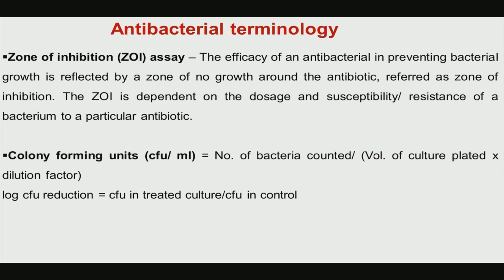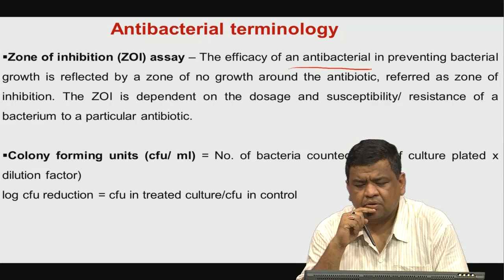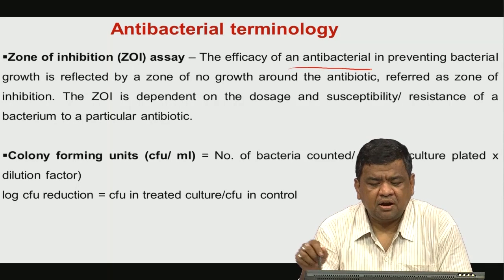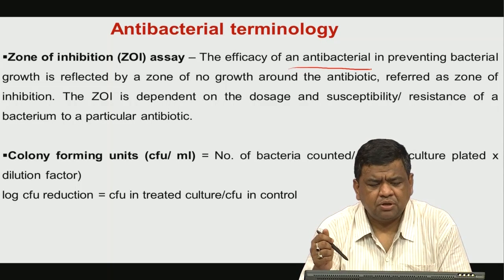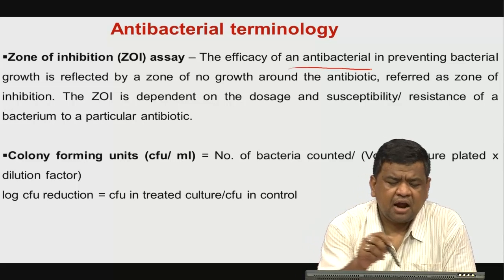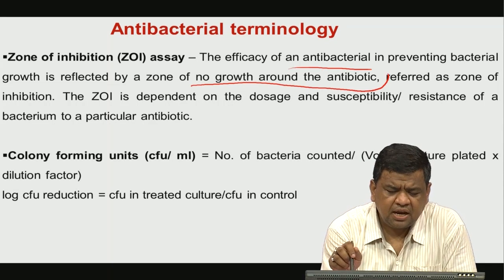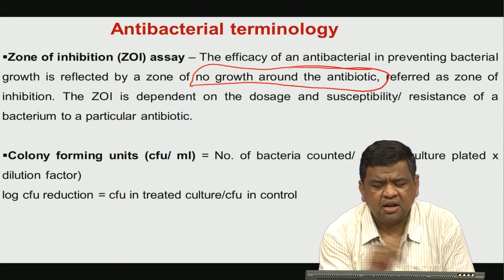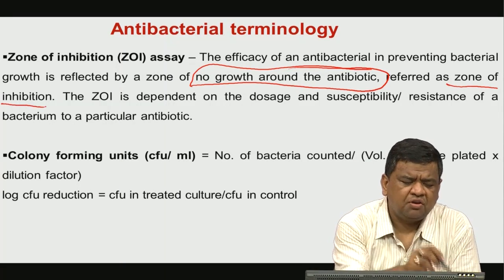The third one is the zone of inhibition assay, which measures the efficacy of any antibacterial in preventing bacterial growth. One has to see where there is no growth of the bacteria around the antibiotic, and this is referred to as the zone of inhibition.